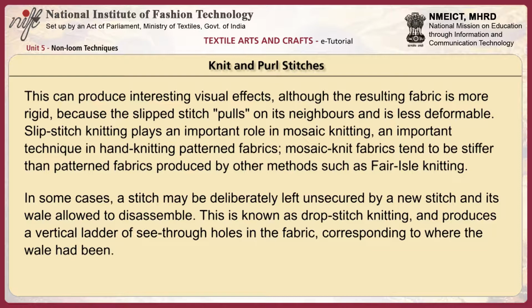Slip stitch knitting plays an important role in mosaic knitting, an important technique in hand knitting patterned fabrics. Mosaic knit fabrics tend to be stiffer than patterned fabrics produced by other methods such as fair isle knitting. In some cases, a stitch may be deliberately left unsecured by a new stitch and its veil allowed to dissemble. This is known as drop stitch knitting and produces a vertical ladder of see-through holes in the fabric corresponding to where the veil had been.